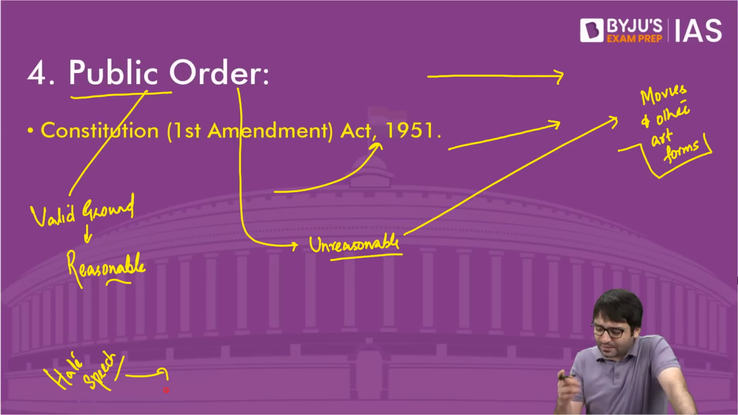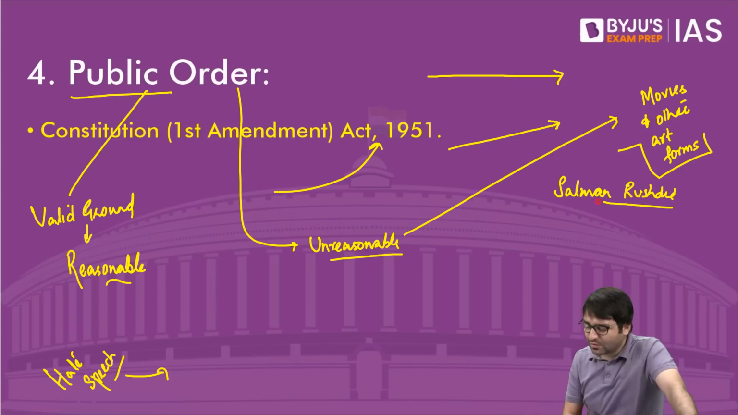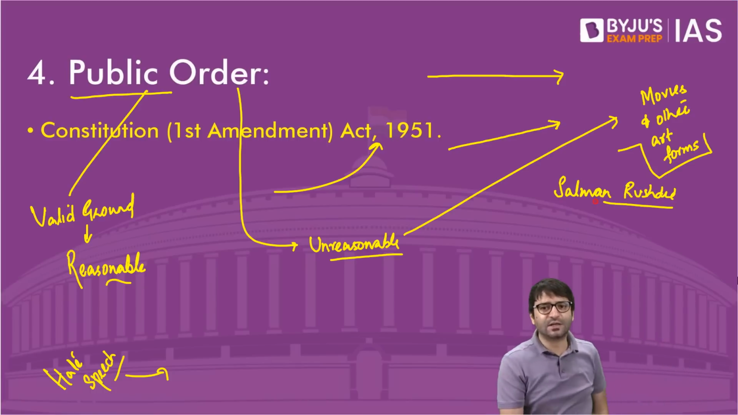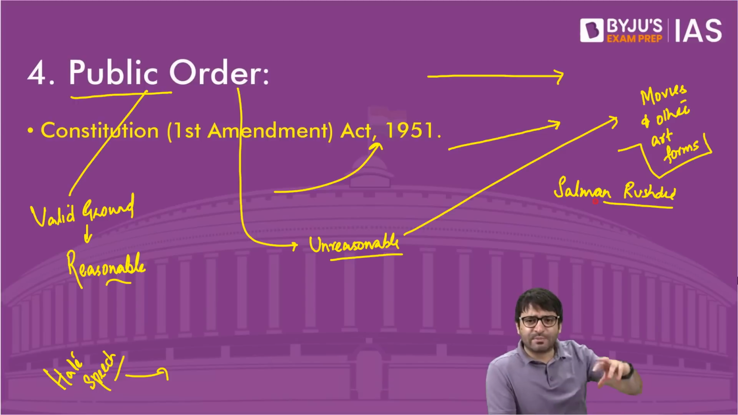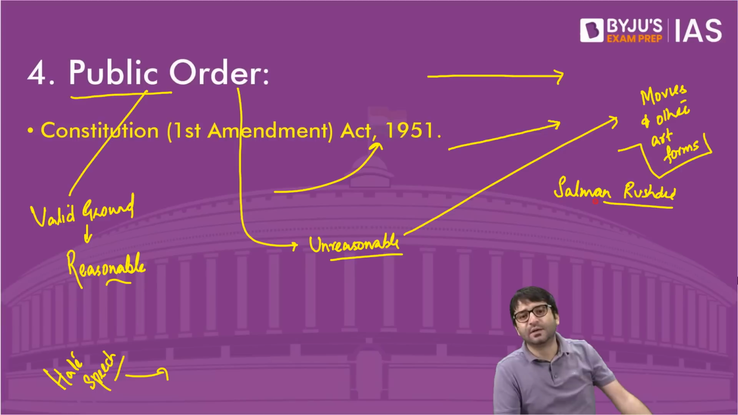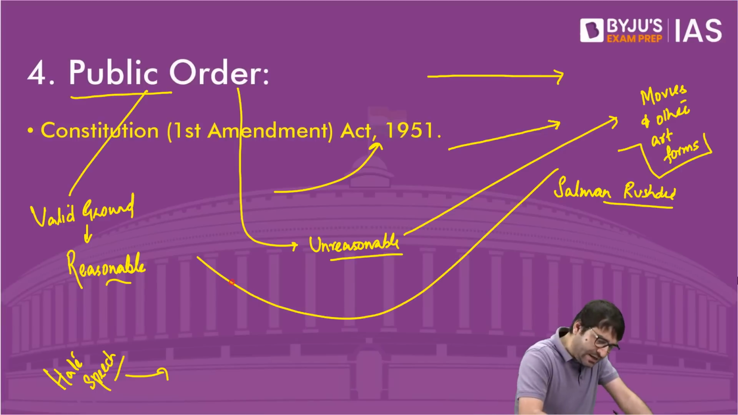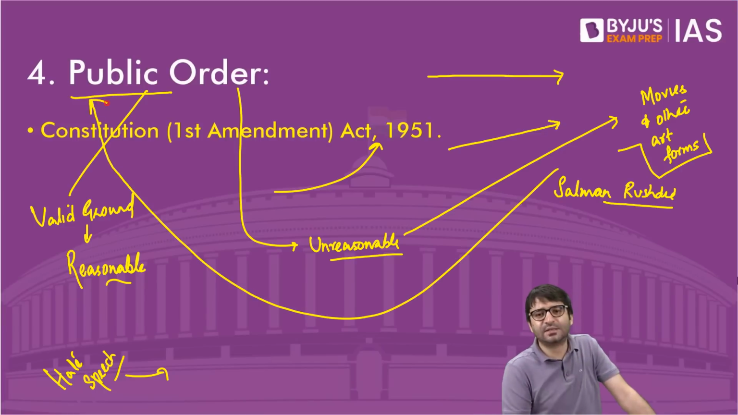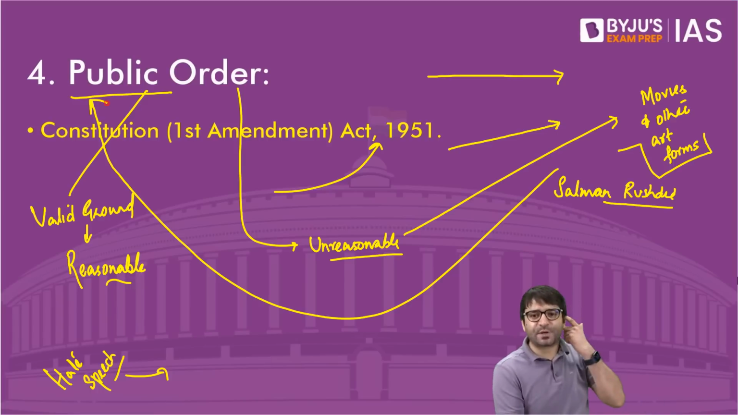Similarly, Salman Rushdie wrote a book, The Satanic Verses, which the members of the Muslim community thought is derogatory towards the Prophet and his wives. Ultimately, this book was banned in India. You can't even import this book. Why? Because if any creative expression has the tendency to violate public order, that movie, that book, that creative expression can be restricted.